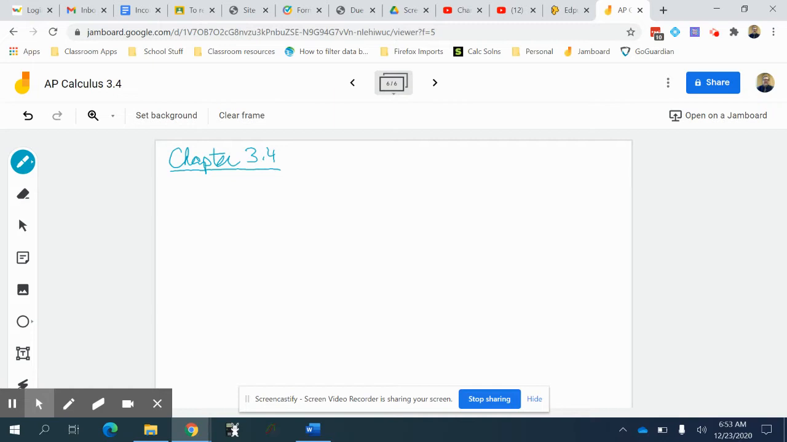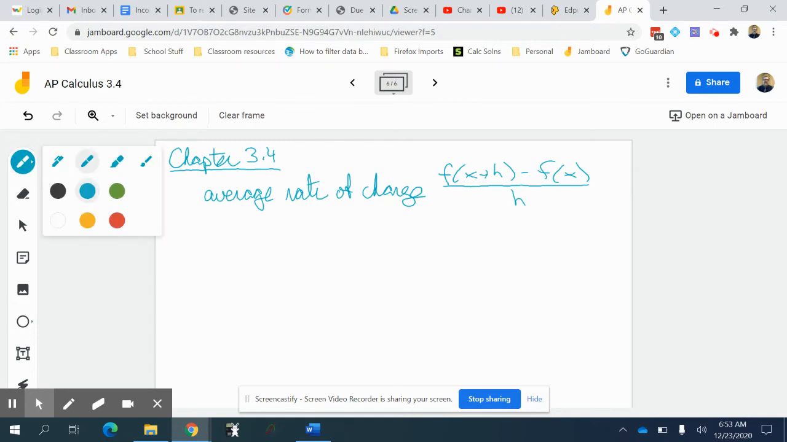So what do we need to know from Chapter 3.4? Well, first off, the definitions. The average rate of change of a function over some interval can be found by finding the change in the value of the function between x and x plus h and dividing by the change in the input values, which of course is h. So anytime you see the words average rate of change, that is what you are calculating.